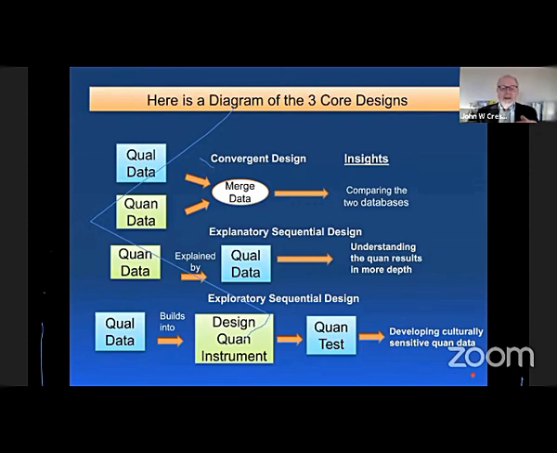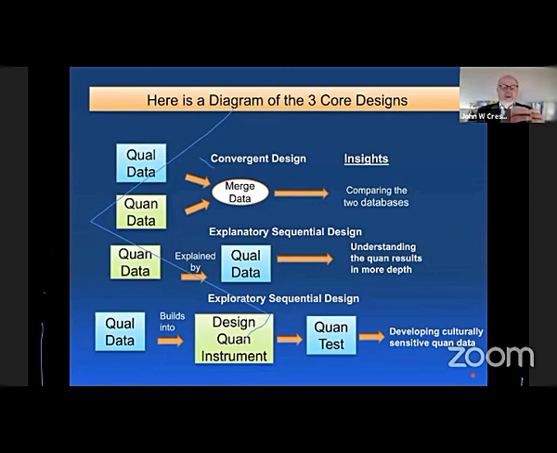The second one is an explanatory sequential design. This is a design where we're going to start by gathering quantitative data, on instruments or documents or observations. And then we're going to follow it up sequentially with gathering qualitative data.